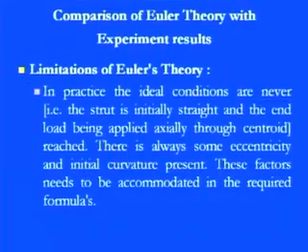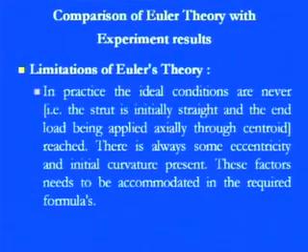So in practice, the ideal conditions are never reached. That means the strut is initially straight and the end load is applied axially through the centroid. It is not possible, mathematically, by keeping those parameters, to say that the strut is initially straight and the load is applied throughout the centroid, so that the point of application is at that part only. Theoretically it is quite logical, but experimentally it is not that feasible.